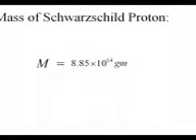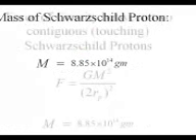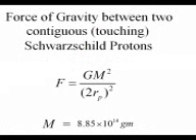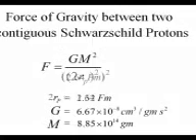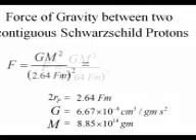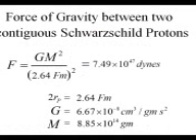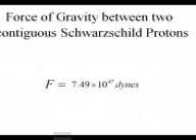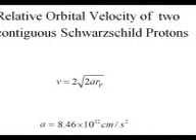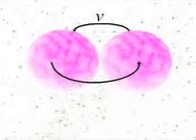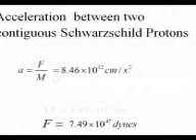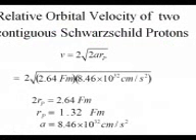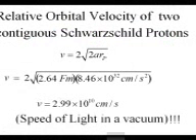Haramein then uses this mass to calculate the gravitational force between two contiguous Schwarzschild protons using the semi-classical approach. We yield a gravitational force of 7.49 times 10 to the 47th dynes. If we then calculate the relativistic velocity of two Schwarzschild protons orbiting each other with their centers separated by one proton diameter, we get 2.99 times 10 to the 10th centimeters per second, which is also equal to the speed of light.